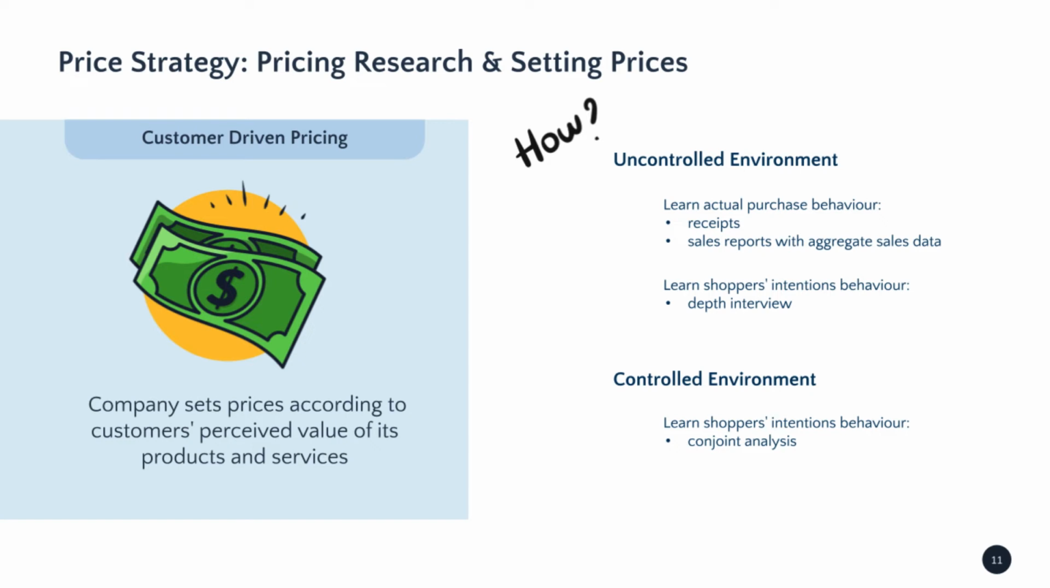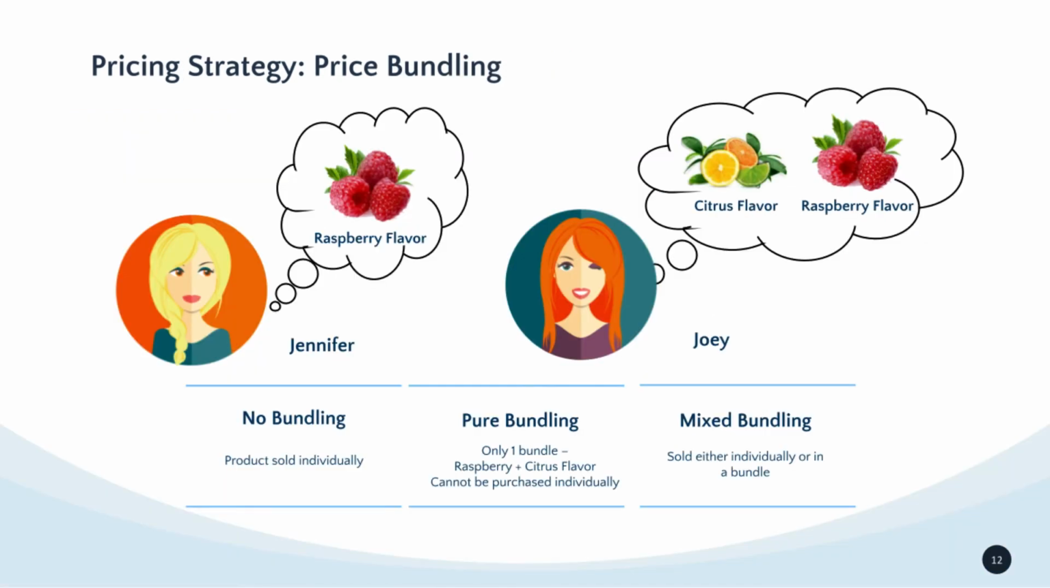Receipts and sales reports with aggregate sales data are all measuring actual purchasers' behavior in an uncontrolled environment. In addition to what Amazon panel is doing, there are also other ways for Amazon and sellers to learn the shopper's intention behavior in an uncontrolled environment through depth interview, and in a controlled environment with conjoint analysis. Let's look at this illustrated example of a fictional soft drink seller on Amazon Whole Foods Marketplace. They already have the raspberry flavor in their product line and recently introduced citrus flavor to aid in boosting their overall sales. Let's say Jennifer has already tried the raspberry flavor from her friend.